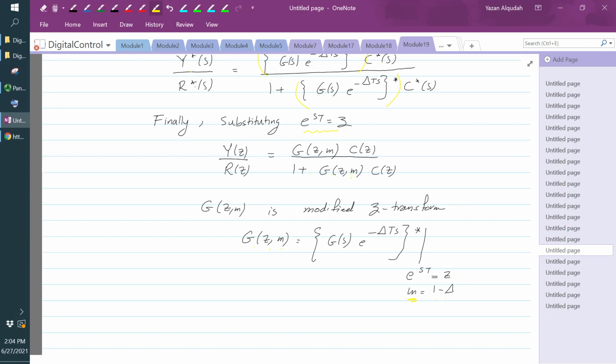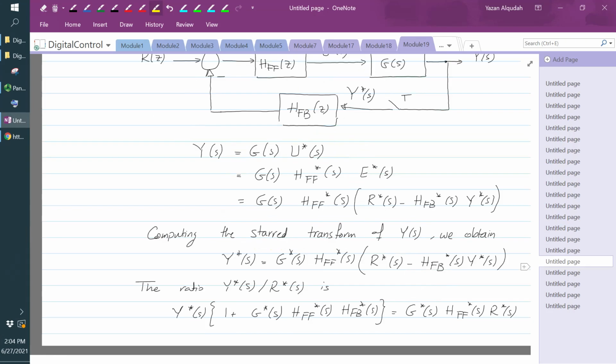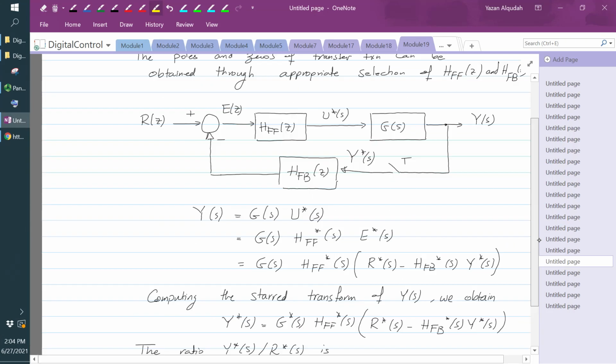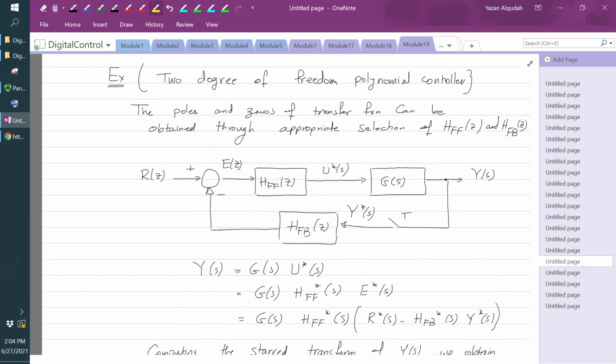Okay, so again, this is the transfer function for a system that has computational delay. Let's look at another example, and this is probably the most generic, or one of the generic configurations that we can have, and this configuration has 2 degrees of freedom.